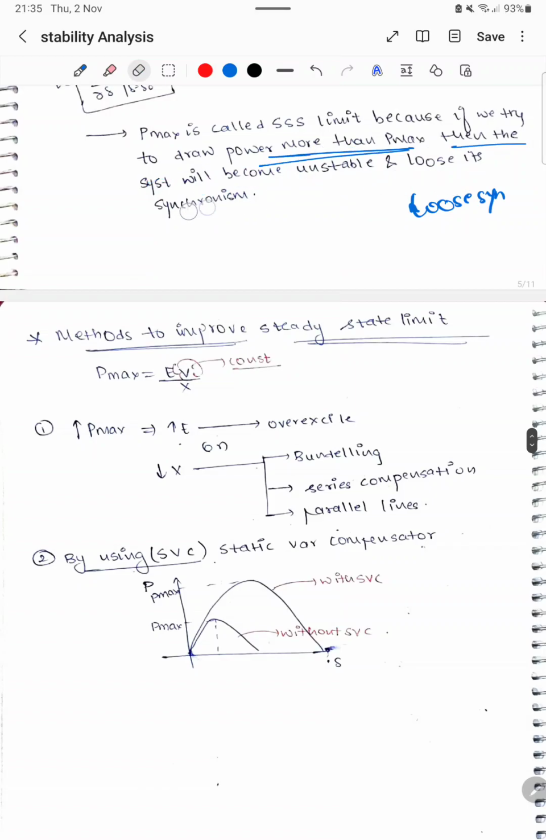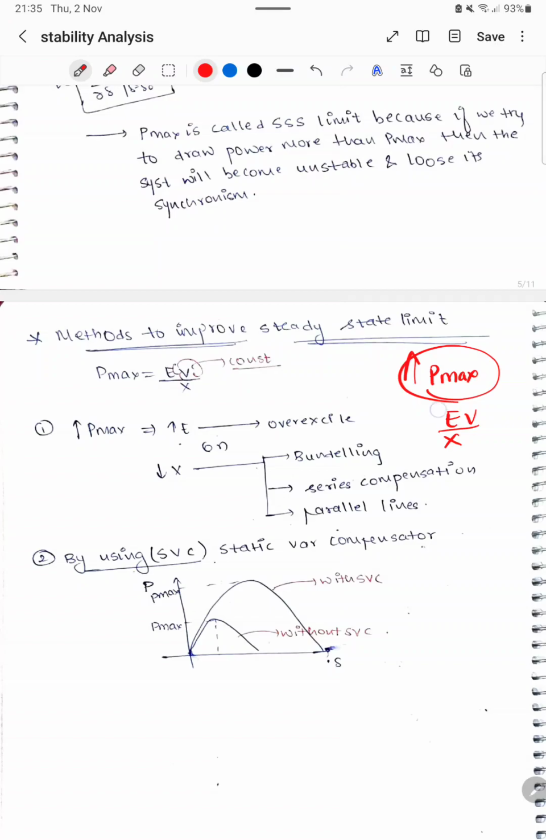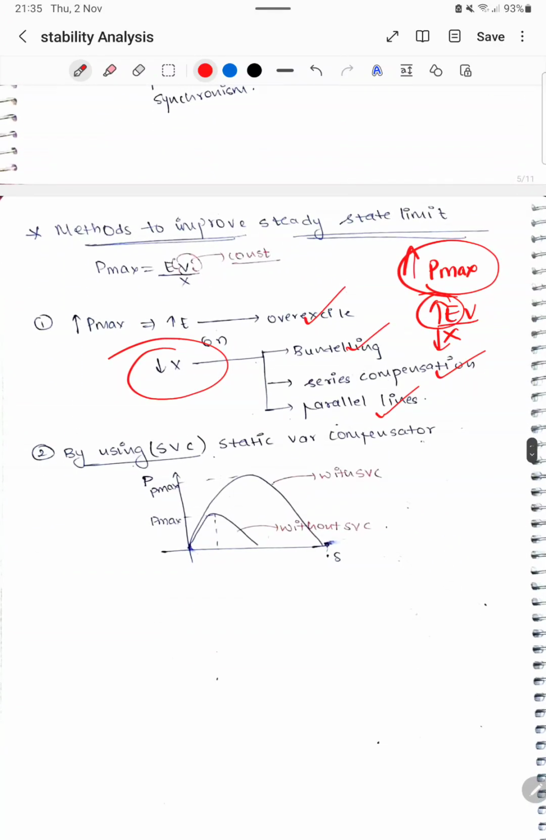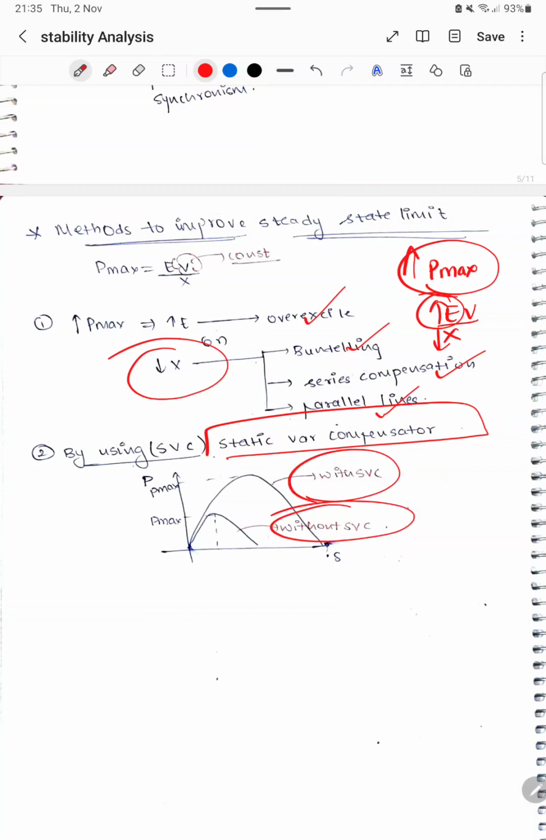Now we'll see what the methods are to improve the steady state limit. What are the ways to improve P max? P max is nothing but EV upon X. So it can be improved either by increasing E or by decreasing X. The way to increase E is over excitation. The ways to decrease X are bundling, series compensation, or parallel lines. We can also use a static variable compensator, that will also increase our P max as shown in the graph.